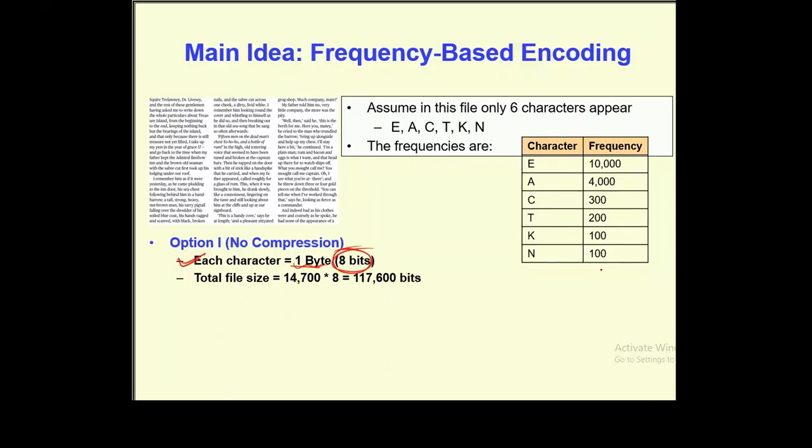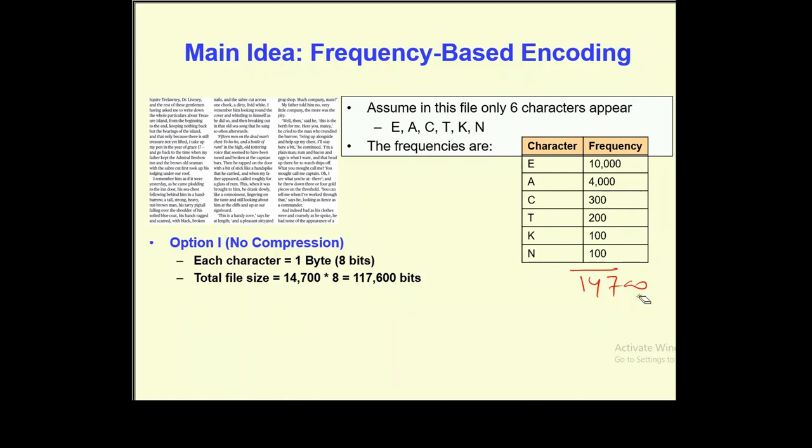Here if we do the summation, there are 14,700 characters, and each character requires 8 bits. So the total requirement will be 14,700 multiplied by 8, meaning a total space requirement of 1,17,600 bits. So this will be the case when we are not doing any type of compression.